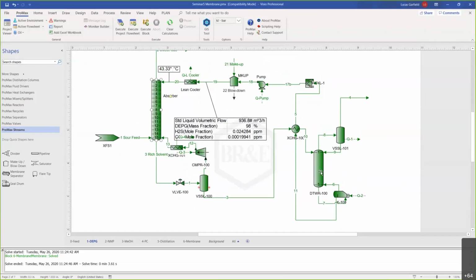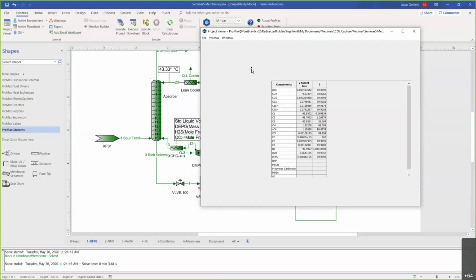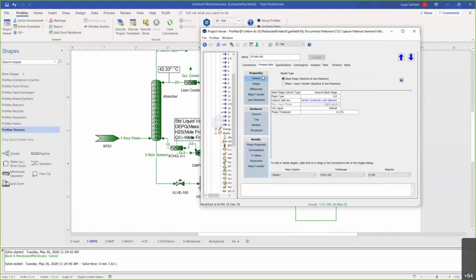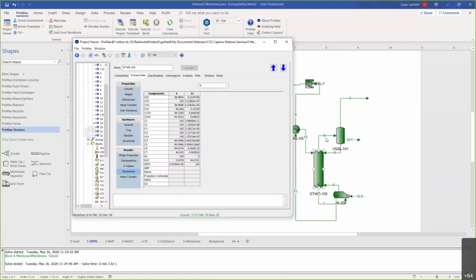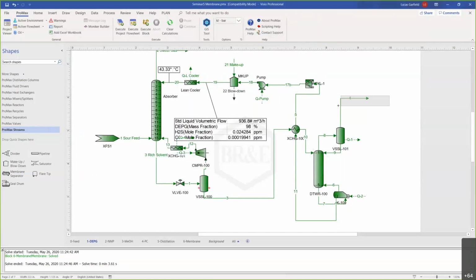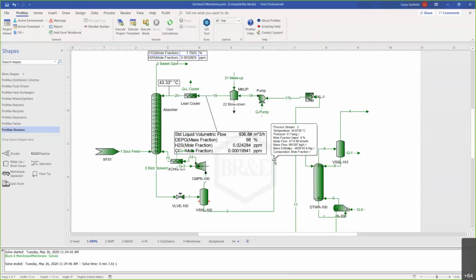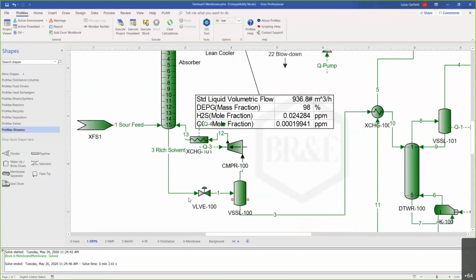If I look at what's happening in my stripper, if I open the stripper and go to the process data tab and check the recoveries in our stripper, stream 4 is now our overhead. And if I look at stream 4, I can see that all of those heavy hydrocarbons ultimately end up here. So that's something to think about if you're using a process like this. You're going to ultimately end up with quite a few heavy hydrocarbons in your acid gas stream. And that's mitigated somewhat by using this flash.